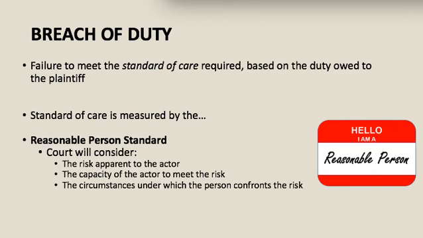It is a little bit more complex than just asking the person next door what they would have done, although that's certainly helpful in the courtroom. The court would also consider a number of other factors, right? They would look at the risk and what was apparent to the person acting in that situation. They would look at the capacity of the actor to actually respond to or meet that risk. And then they would look at the full circumstances under which that person actually confronted the risk. So it is more complex than just looking at the next person in the industry and asking them what they would do. But that's sort of how we determine the standard of care, right? The reasonable person standard.